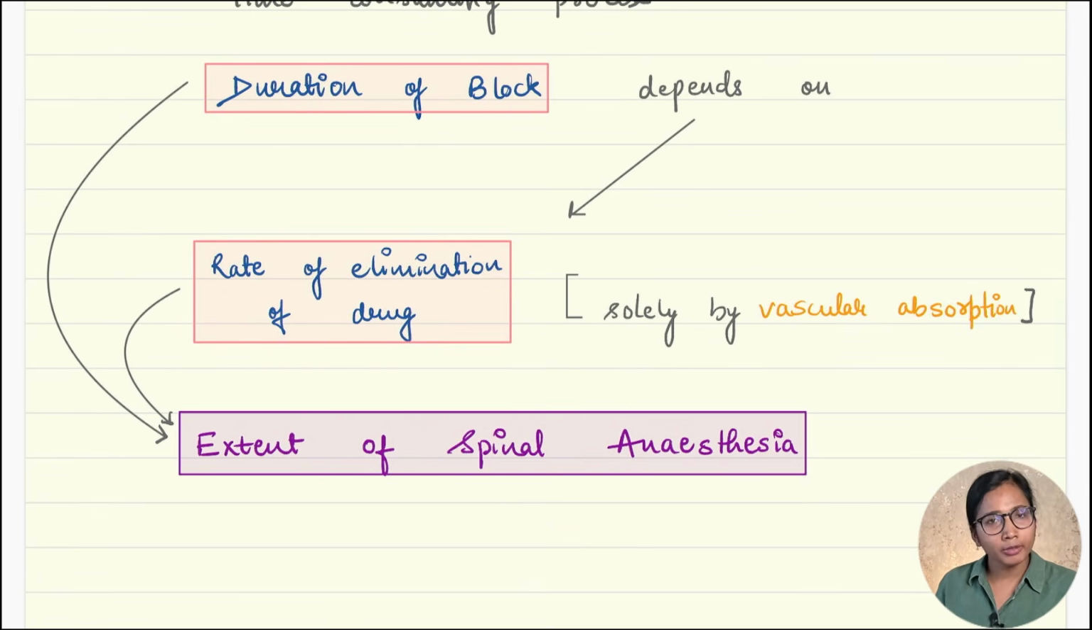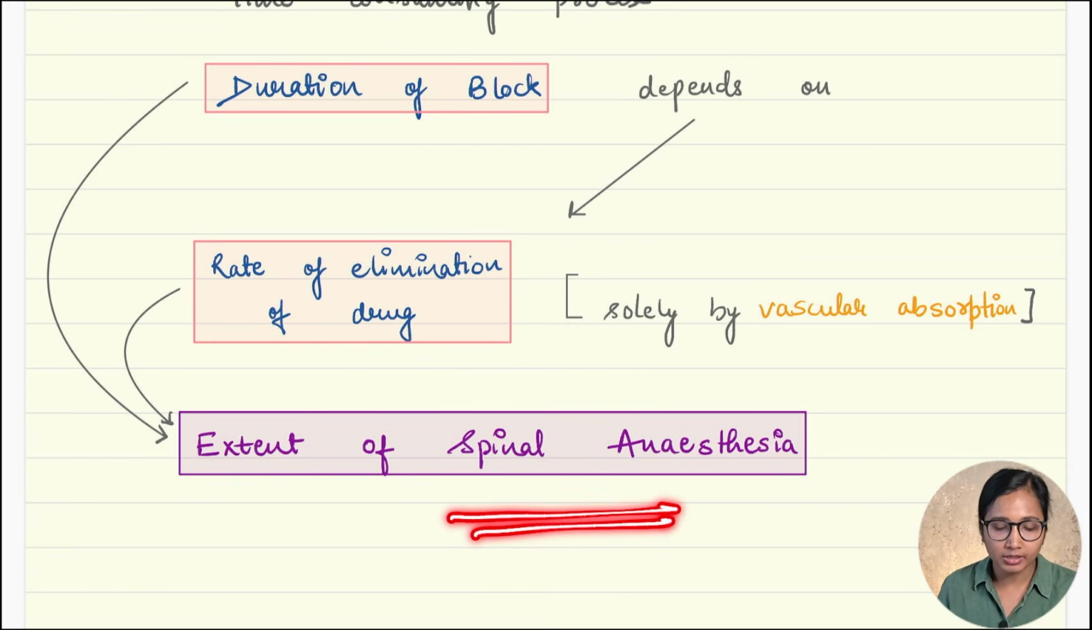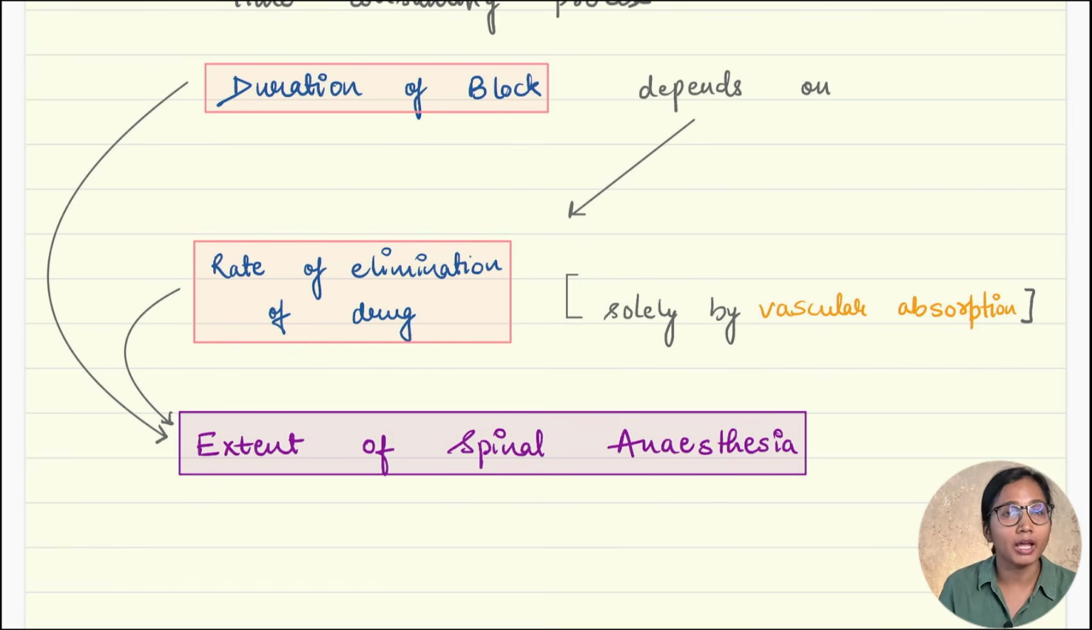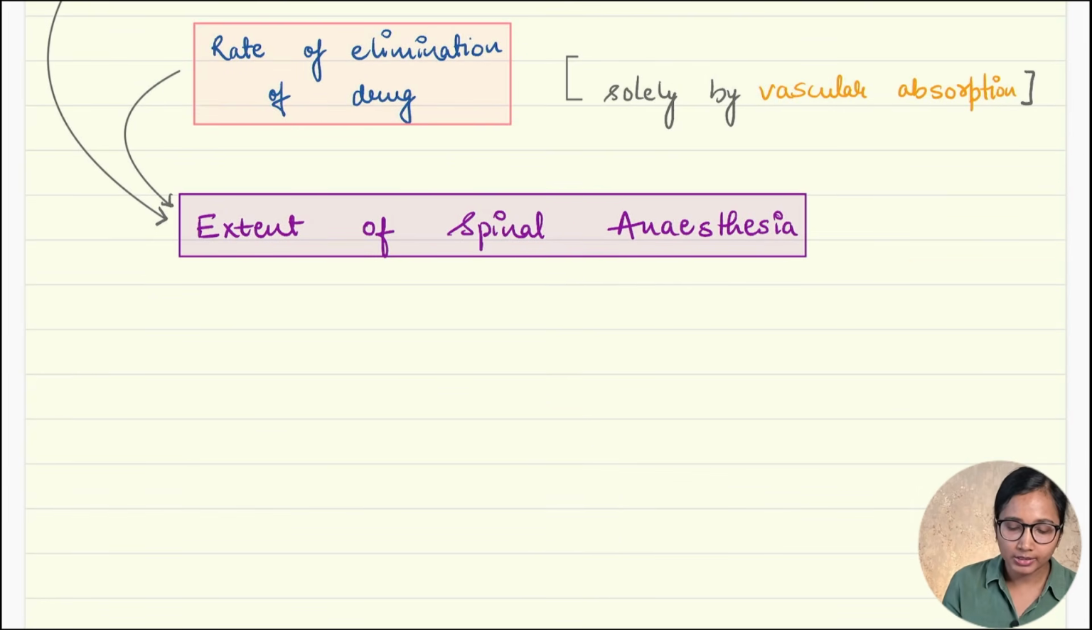One important point to remember here is the extent of spinal anesthesia. The extent of spinal anesthesia governs the rate of elimination as well as the duration of block. Let me give you an example. Suppose we have two patients. One has a block height of T4 and another has a block height of T10. The extent of spinal anesthesia is more in the patient with T4 because the drug is distributed to a larger part of the spinal cord.